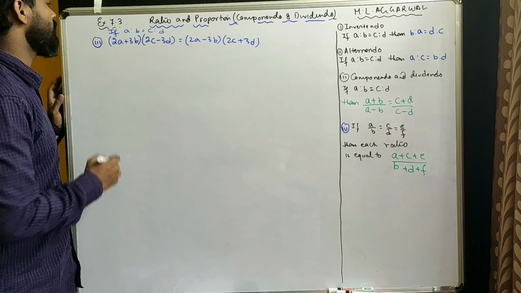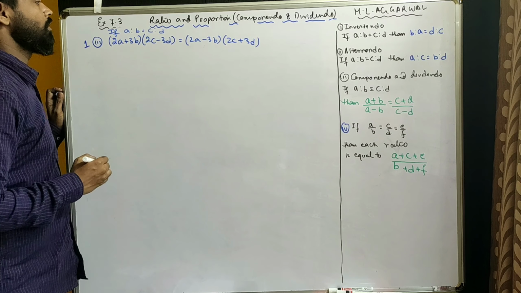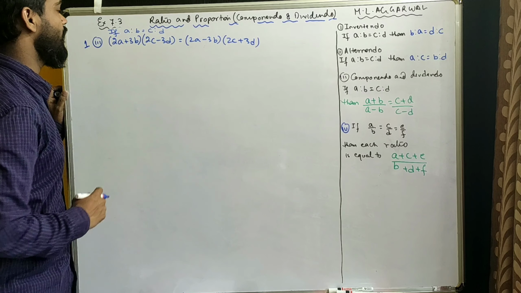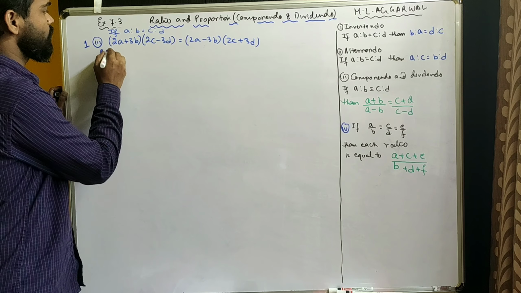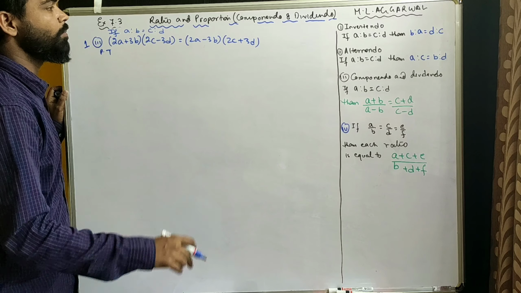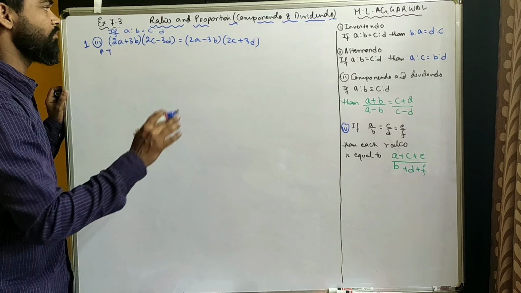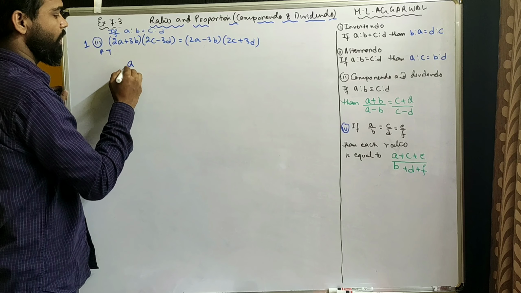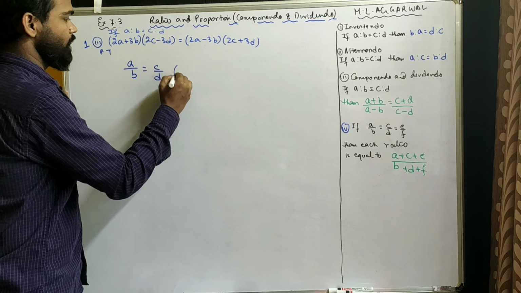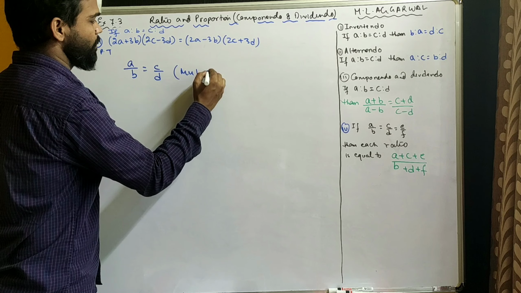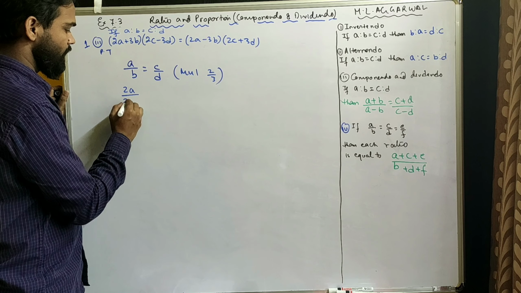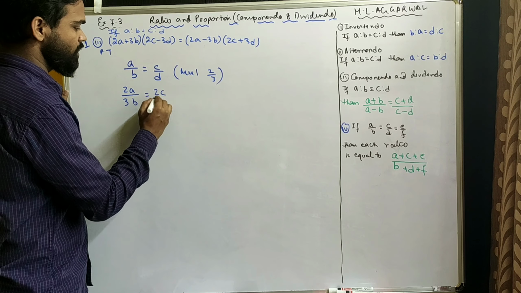Now look at this sum, 1 part 3. If A is to B is equal to C is to D, prove that (2A plus 3B) multiplied by (2C minus 3D) is equal to (2A minus 3B) multiplied by (2C plus 3D). Very easy. Look over here. A by B is given as C by D. Then, if you multiply both sides by 2 by 3, what do we get? 2A by 3B equals 2C by 3D.